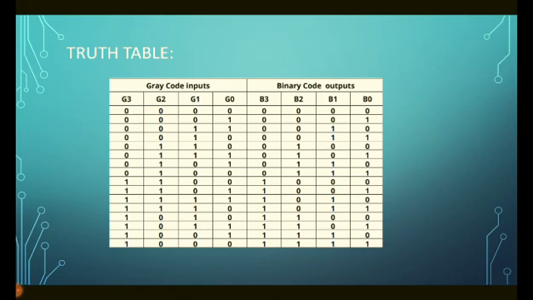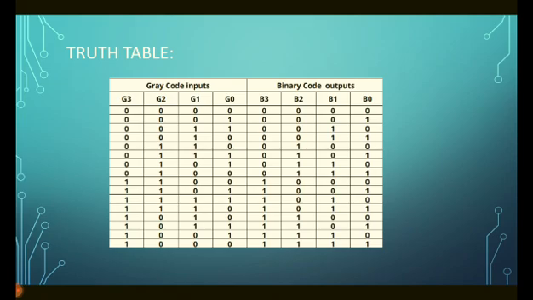When we give input value for G2, G1 and G0, the output value is for B2 and B0. When we give input value for G2 and G0, the output value is for B2 and B1. When we give input value for G2, the output value is for B2, B1 and B0. When we give input value to G3 and G2, the output value is for B3.